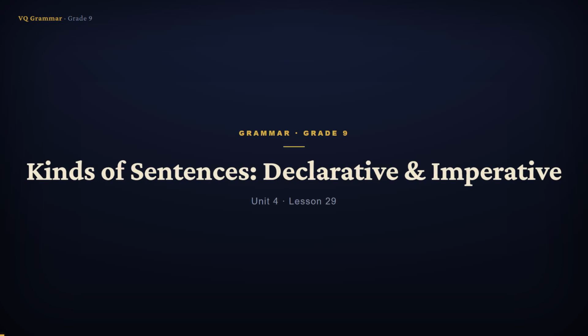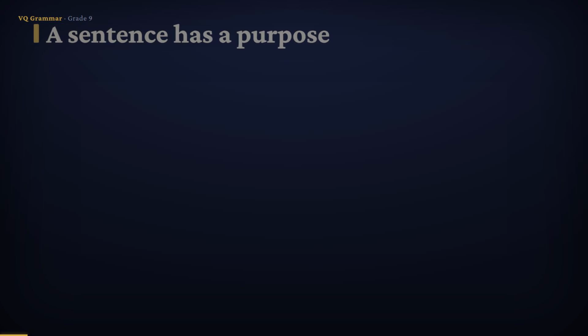This is Unit 4, Lesson 29, and today we're going to sort sentences by what they do, by their purpose. Some sentences tell us things, and some sentences tell us to do things. Those are two very different jobs, and English has a name for each. Let's dig in. Let's begin with a simple idea.